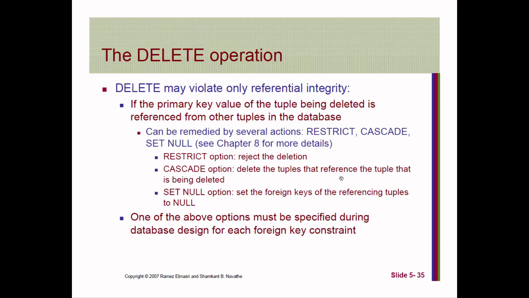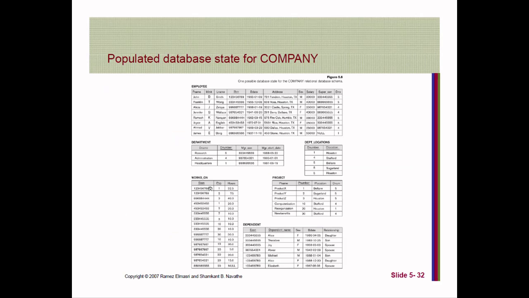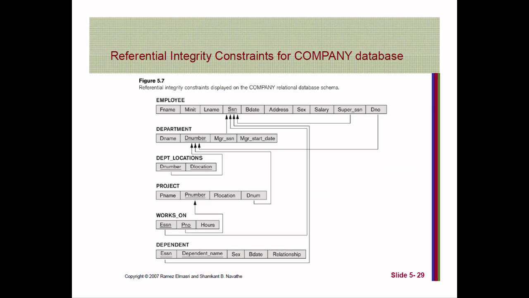Another option is cascade option, which means what? We delete the tuple that reference the tuple that is being deleted. So what does that mean? If we are using the cascade option, when we delete D number 5, when we delete the tuple with D number 5 from the department table, what happens to the 10 employees which are also having D number value 5 in the employee table? Those 10 employees with D number value 5, they are also deleted from the employee table using the cascade option.